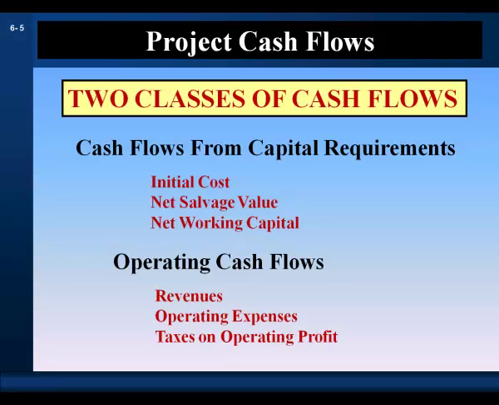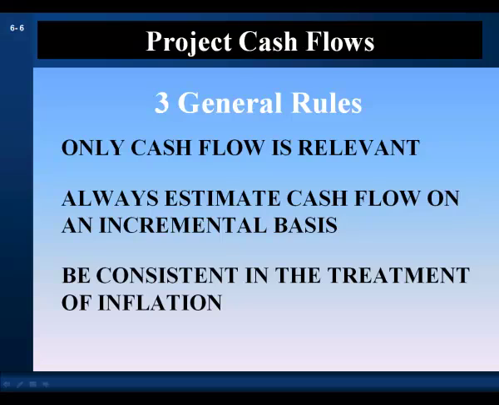Operating cash flows are cash flows that arise out of the economic activity associated with the project. These are the project's revenues, operating expenses, and taxes on operating profit. There are 3 general rules to follow in determining a project's cash flows. Only cash flow is relevant. Always estimate cash flow on an incremental basis. And be consistent in the treatment of inflation. We'll consider each of these rules, starting with only cash flow is relevant.